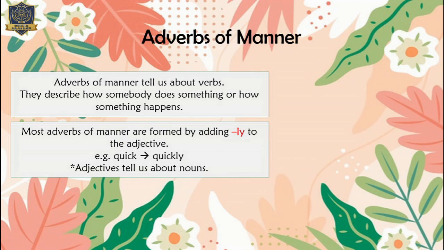Most adverbs of manner are formed by adding "ly" to the adjective. Example, quick, quickly. And remember that adverb is different from adjective. Adverb means kata keterangan, and adjective means kata sifat. Adjectives tell us about nouns.